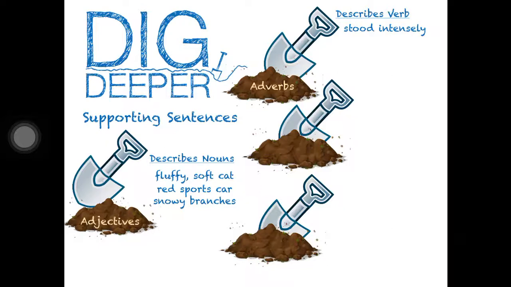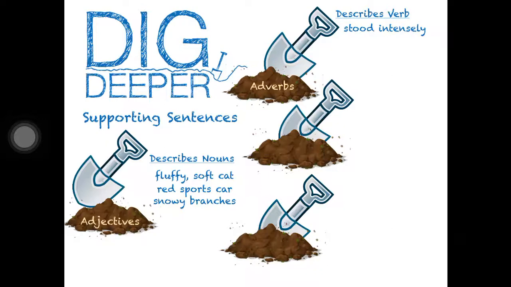Okay, so if we use the first example under adjectives, fluffy, soft cat, and we add it to the first example under adverbs, and we're just going to add the article the to make the sentence sound more complete. The fluffy, soft cat stood intensely. Now we can really see a picture of what is happening in this writing. We can see a fluffy, soft cat. It's not curled up in a ball over in the corner. It's standing somewhere, and it's not just standing, it's intense.